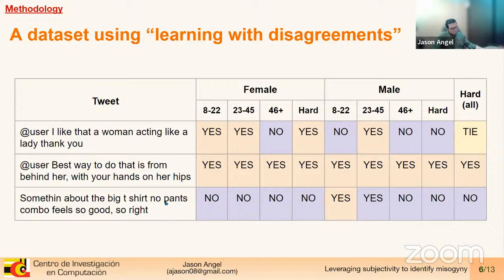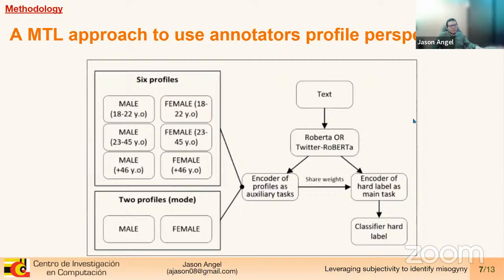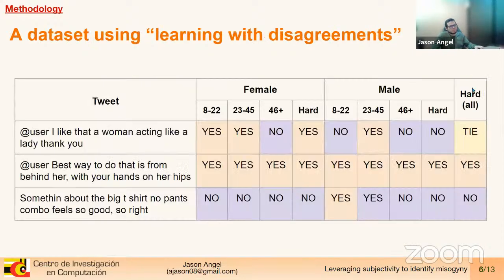Okay, so how do we tackle the problem, how do we leverage this data? What we did is that we trained this multitask learning system. And in multitask learning, what we have are auxiliary tasks that are used to help a main task. So in this case, our main task was the hard label, and by hard label, I mean this hard label.